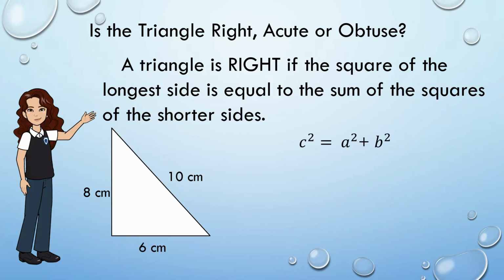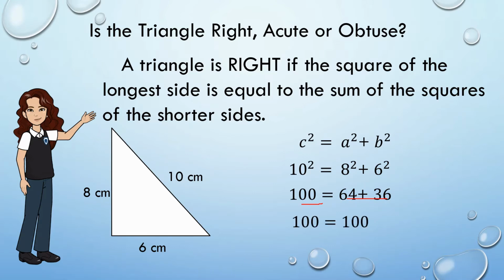So, we're going to use the Pythagorean formula. We have c squared is equal to a squared plus b squared. Our longest side is 10. So, 10 times 10 is 100, and our a squared is 8 times 8, 64, and 6 times 6 is 36. So 100 is equal to 64 plus 36. 64 plus 36 is also 100. So they are equal. So meaning your triangle is right.